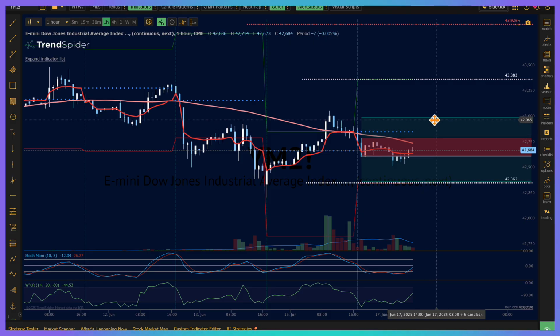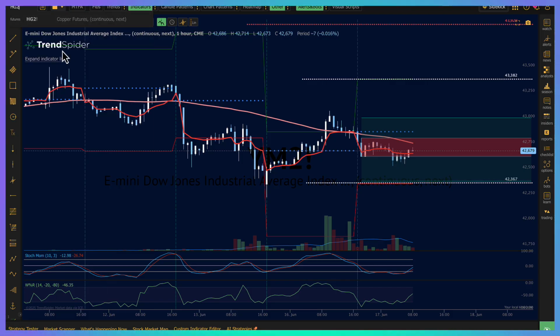I would like to consider a short somewhere around 42,900 or a failed retest of the opening range low, and that's around the 42,600. The low edge of the move expected, 42,397. The high edge of the move expected, 43,382.